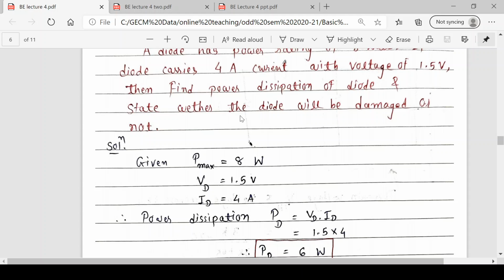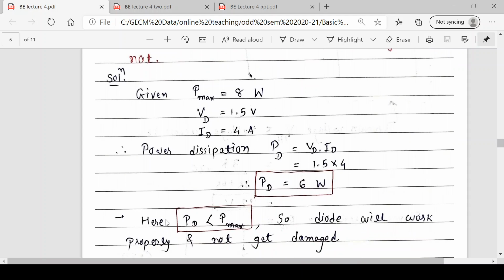So you have to answer whether your diode will be damaged or not. It is a matter of common sense. The maximum power capacity of the diode is 8 watt, but right now it is dissipating 6 watt. That means it is safe. We can say here the dissipated power is less than the maximum power, so the diode will work properly and will not get damaged. I hope it is clear to all of you.